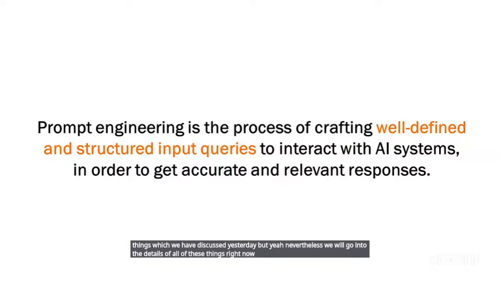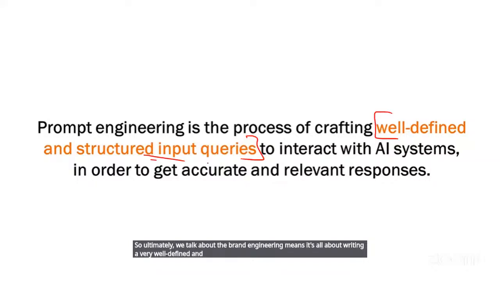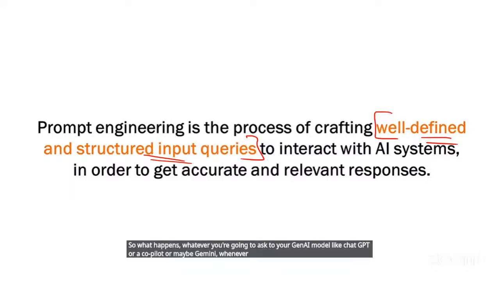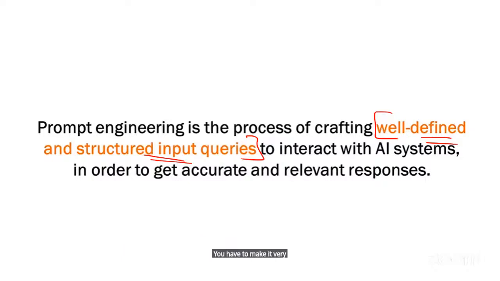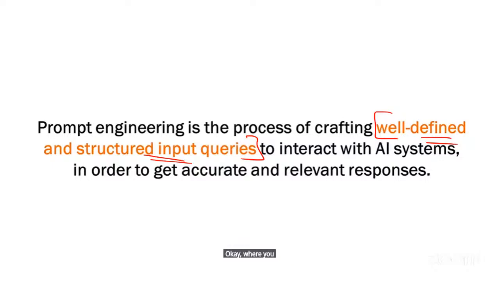So ultimately, we talk about the engineering. Prompt engineering means writing very well defined and structured queries. Whatever you are going to ask your GenAI model like ChatGPT, Copilot, or Gemini, whenever you ask anything specific, you have to make it very clear what you actually want. For example, imagine your ChatGPT as an assistant. You talk to your assistant and you have to make things very clear.